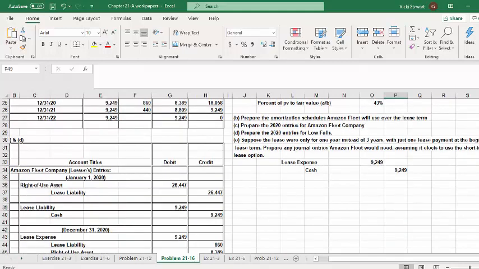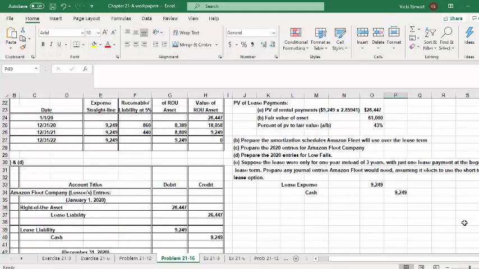In the last part of the problem, it states, suppose the lease were only for 1 year instead of 3 years, with just one lease payment at the beginning of the lease term. Prepare any journal entries Amazon Fleet would need, assuming it elects to use the short-term lease option. So we know that if a lease is a year or less, they don't have to capitalize or record a right of use asset. So Amazon would only debit lease expense for $9,249 and credit cash for the same amount. And that is the conclusion of the demonstration for problem 2116B.